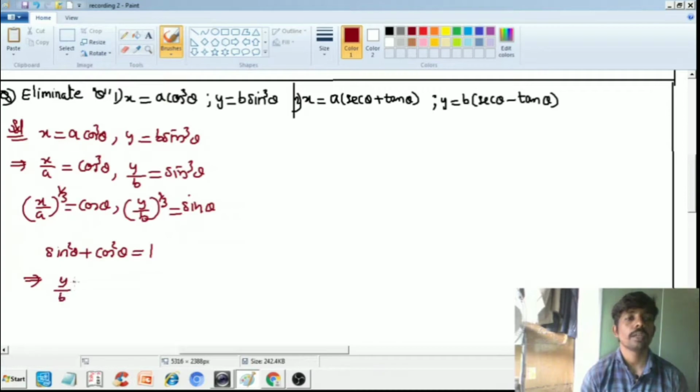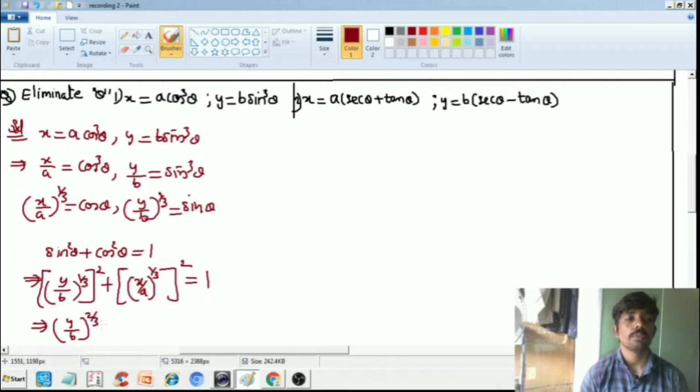(y/b)^(1/3) whole square plus cos square is equal to 1. Cos is (x/a)^(1/3). Then (y/b)^(2/3) plus (x/a)^(2/3) is equal to 1. Hence, we eliminated the theta terms. Hence, this is a solution. This is the solution for the first question.